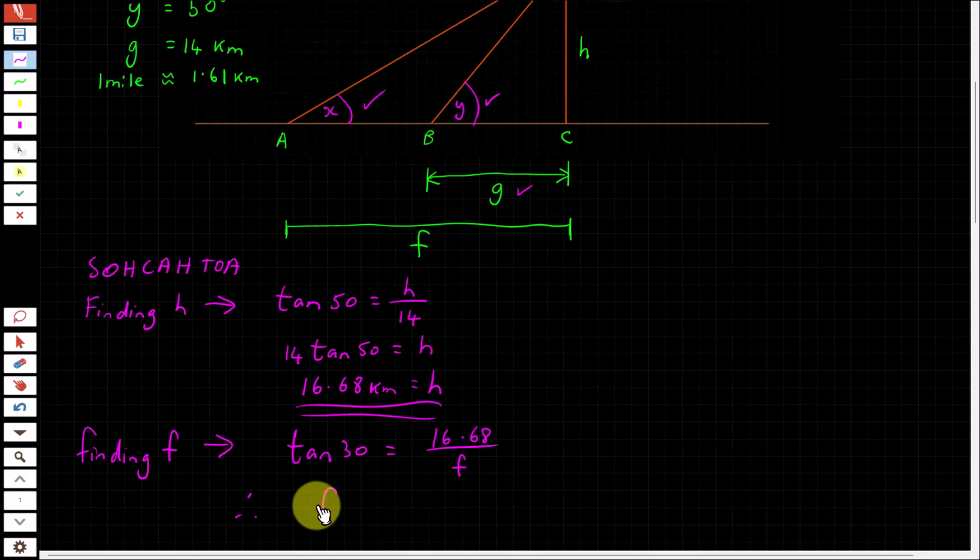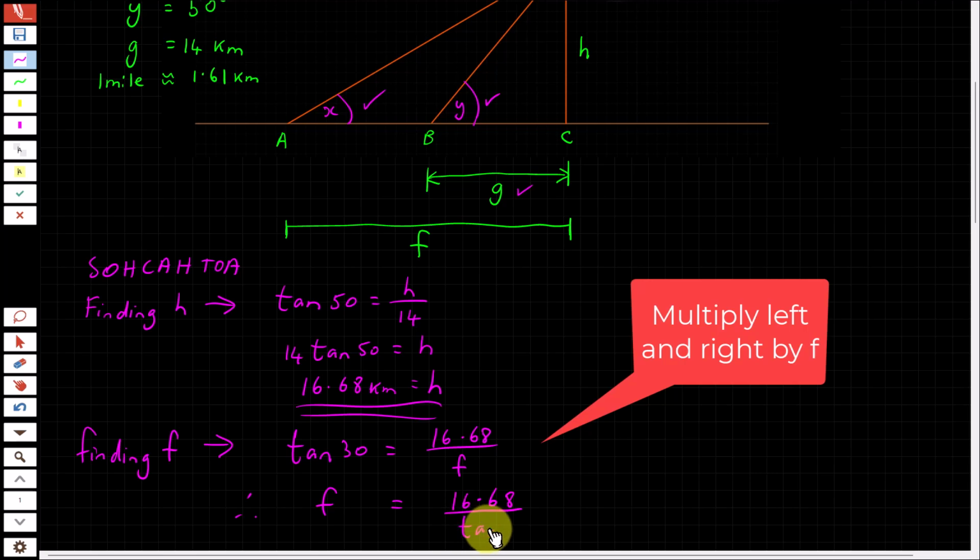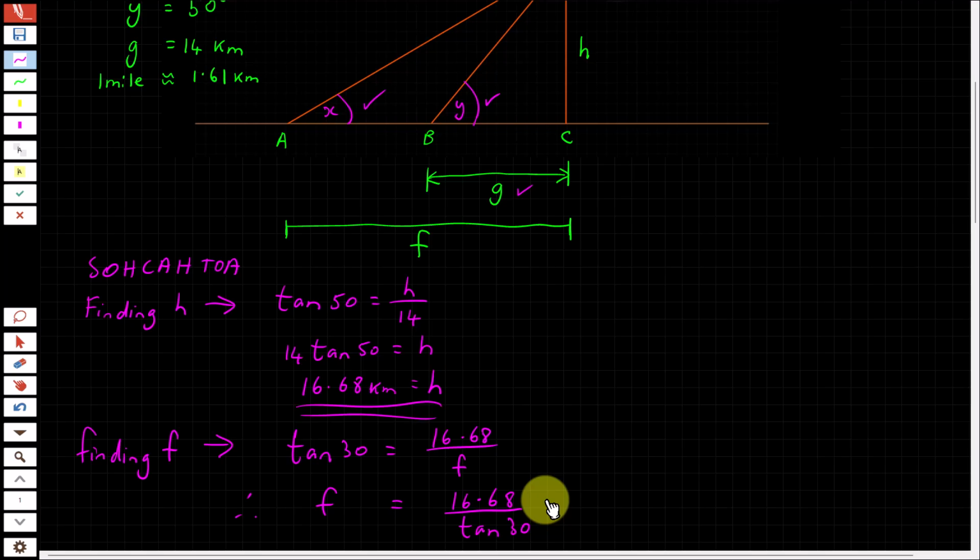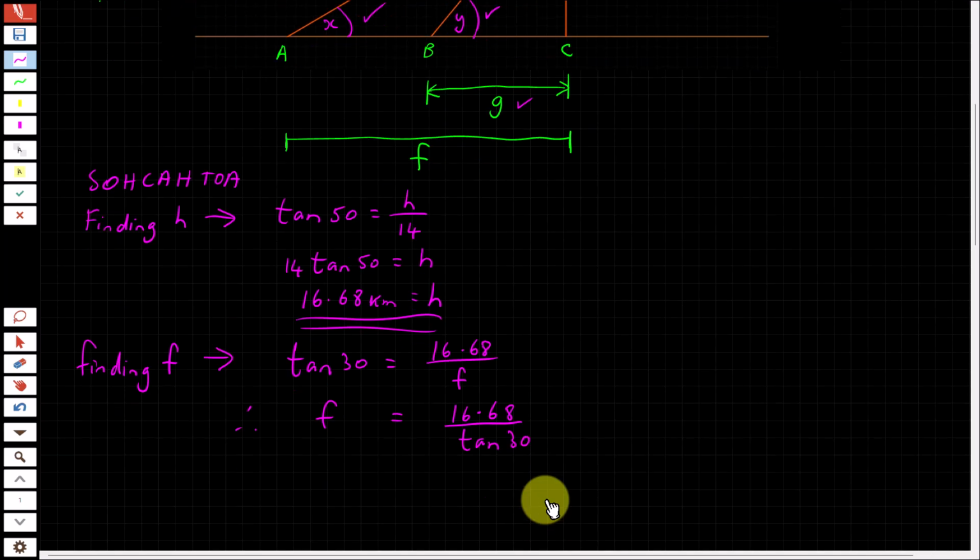So we can now rearrange for F, isolate that F on the left hand side by multiplying the left and right side by F. And then we can calculate 16.68 divided by tan 30. Will give us the distance F in kilometres. So the distance is 28.90 kilometres.